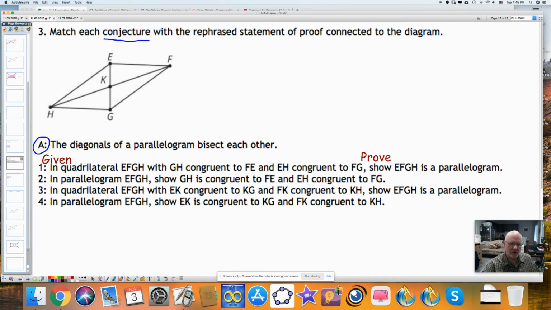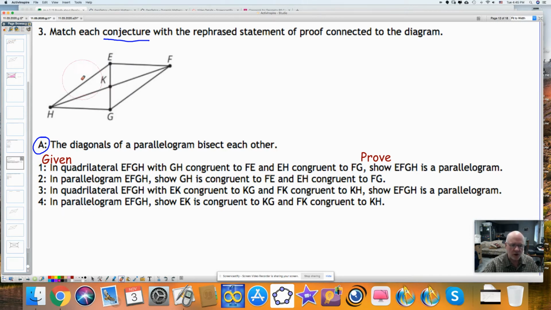So here we have given, if the diagonals of a parallelogram bisect each other. So what you're trying to prove is that EG would bisect this and make these two congruent, and HF would bisect this, making these two segments congruent. That's really what we're trying to prove, that these two segments and these two segments are congruent. Those two pairs are congruent to form a congruence. But we don't know that. What we do know is that it's a parallelogram.